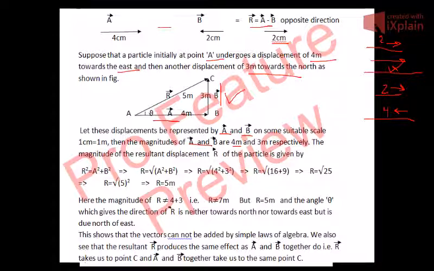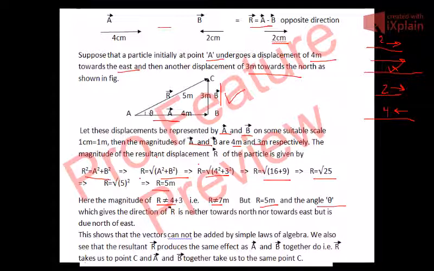The magnitude of the resultant R of the particle is given by using Pythagoras theorem, that R square is equal to A square plus B square. Hypotenuse square is equal to base square plus perpendicular square. So R will be equal to under root of A square plus B square, that is R is under root of 4 square plus 3 square. R is equal to under root of 16 plus 9, which means R is under root of 25. So ultimately we get R is equal to 5 meter. Here the magnitude of R is not equal to 4 plus 3 meter, which should have been 7 meter as in the case when they were in the same direction or in opposite direction, but the magnitude of the resultant is not 7 meter, it is 5 meter.